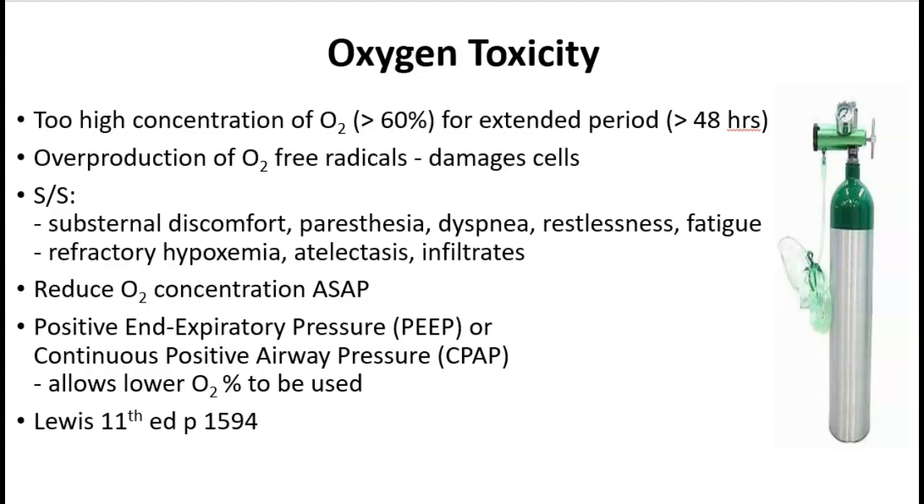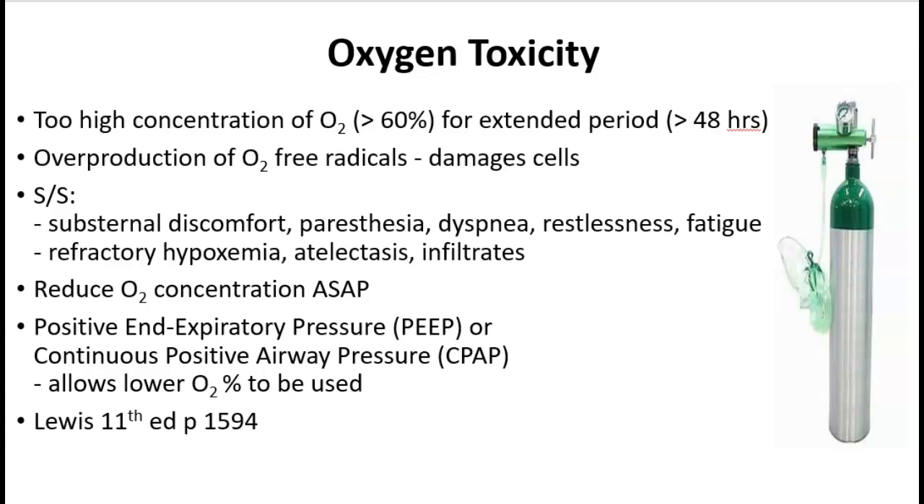The concern we have here is oxygen toxicity, for us would be too high of an oxygen concentration, so greater than 60% oxygen given for over 48 hours. So that is our definition of oxygen toxicity. Remember, too much oxygen can damage our cells. And you can see the signs and symptoms here. If they have oxygen toxicity, that's what we might see. So we need to reduce the oxygen concentration if that's the case.